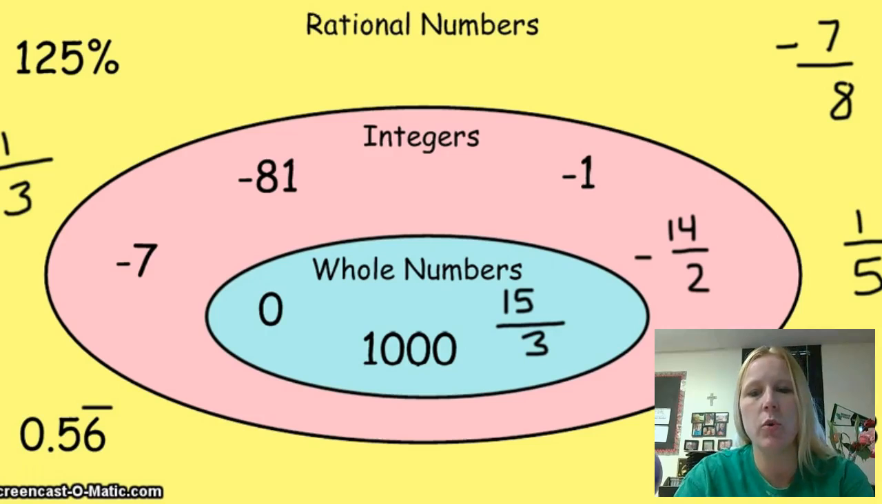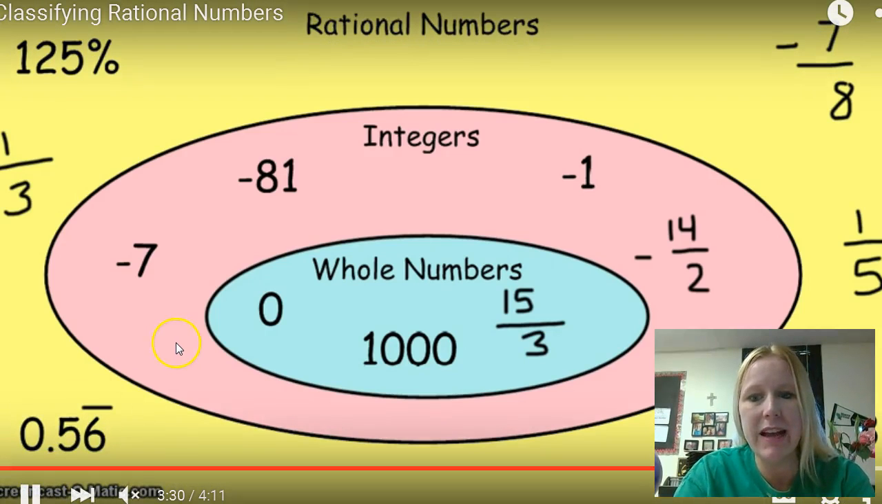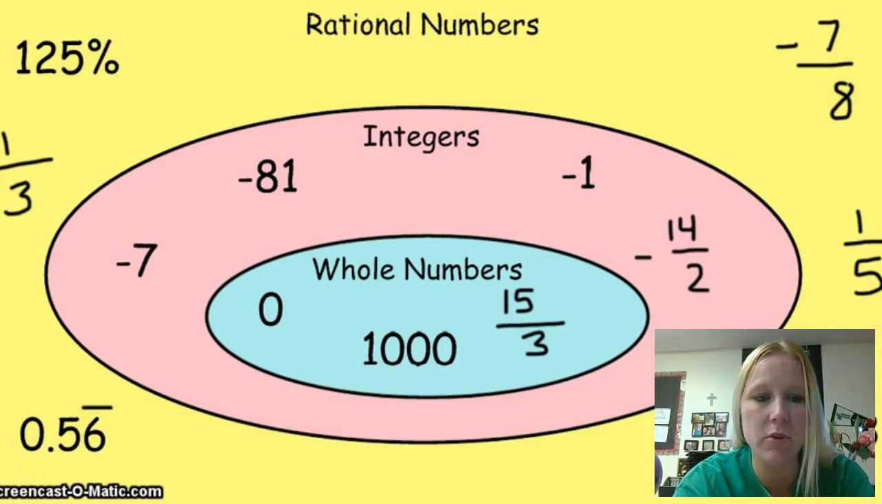In general, your rational numbers, again, all of this stuff is rational numbers. Every integer is rational. Whole numbers are rational. But not all rational numbers are integers or whole numbers. And you've got to kind of think of that backwards and forwards.